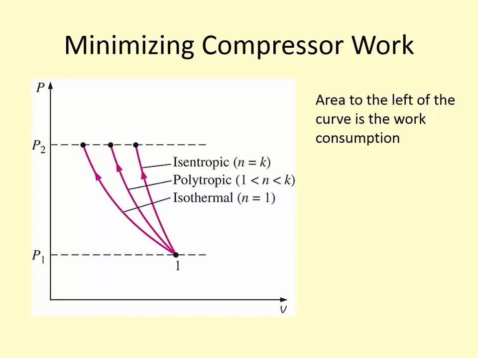So let's just look. On a PV diagram, we're looking at the area under the curve or to the left of the curve as the work consumption. So we can see certainly that the isentropic process is going to have a greater work input than polytropic or isothermal. And because work is equal to VdP, instead of looking at the curves this way, we look at them kind of sideways. So the area to the left of the curve under it that way is the total amount of work. And then the isothermal process will, of course, have the least amount of work under that curve or to the left of that curve.